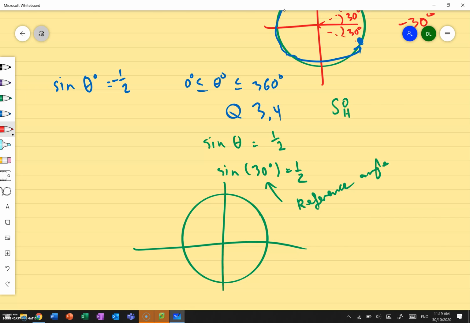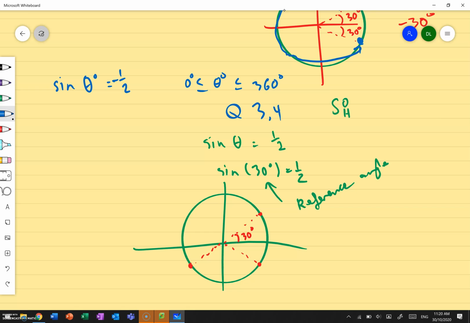So I know that this point here, 30 degrees, has a y value of 1/2. So I need to find this point there and also this point there. Does that make sense? So I need to find those points. I know that this one is right there, and that's obviously not going to be a negative number. The y value is above the x-axis.